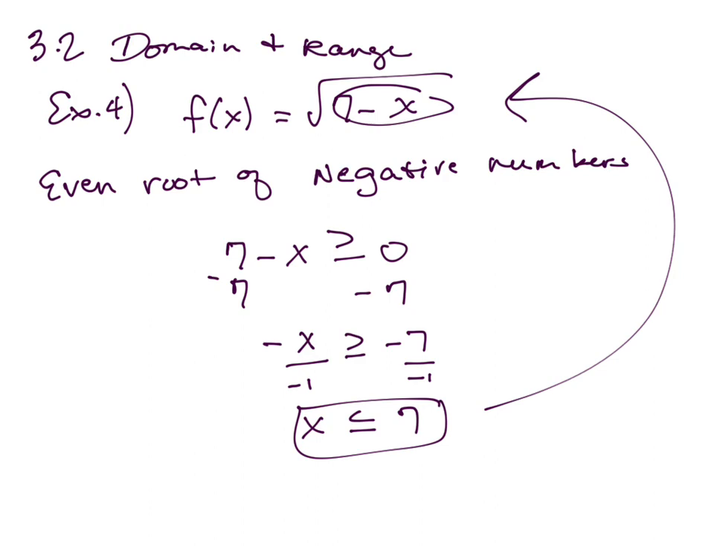So that works. The other way that we would represent this is in interval notation: the domain goes from negative infinity up to 7. And we said 7 works, so what kind of bracket do we put on this 7? Square bracket, right? And what kind of bracket do we put on the negative infinity?